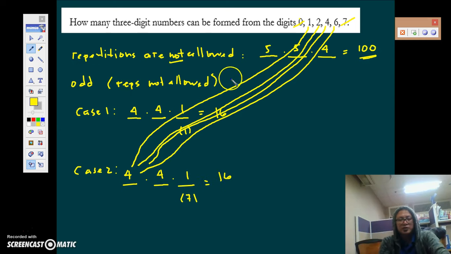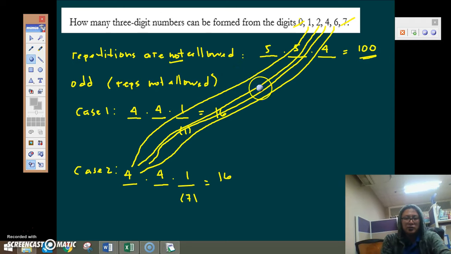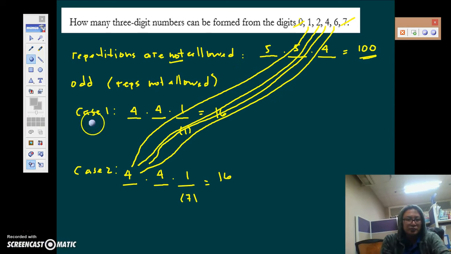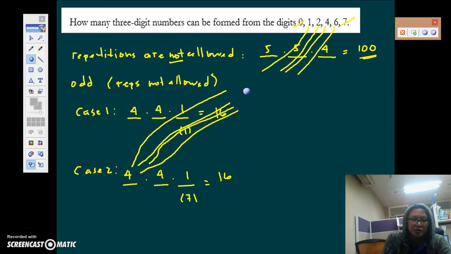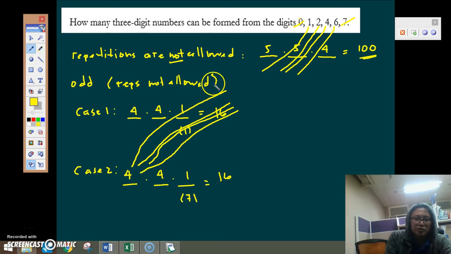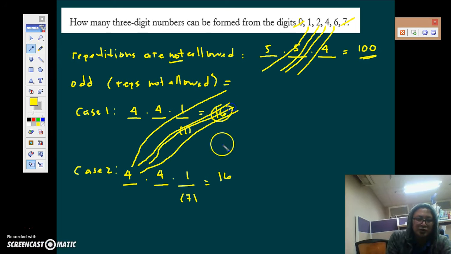So what would be the answer for the question, how many odd 3-digit numbers can be formed? It's simply adding these two up, 16 and 16. That would be 32 ways.